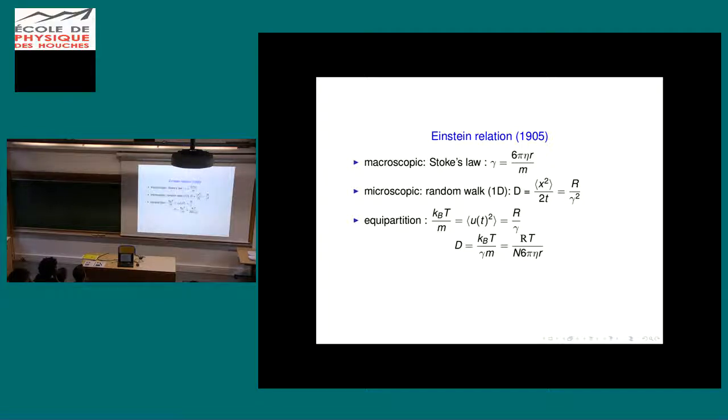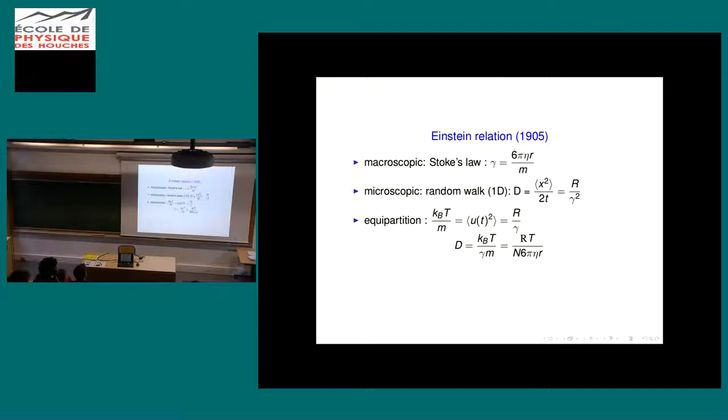For Brownian motion, it was Albert Einstein who solved the problem in 1905. He published many very important papers in 1905, and one of his papers was on Brownian motion. At that time, it wasn't even sure that molecules or atoms existed, so this work was also proof of the existence of molecules and atoms. Einstein had the idea that the movement of this Brownian particle is governed by two processes.